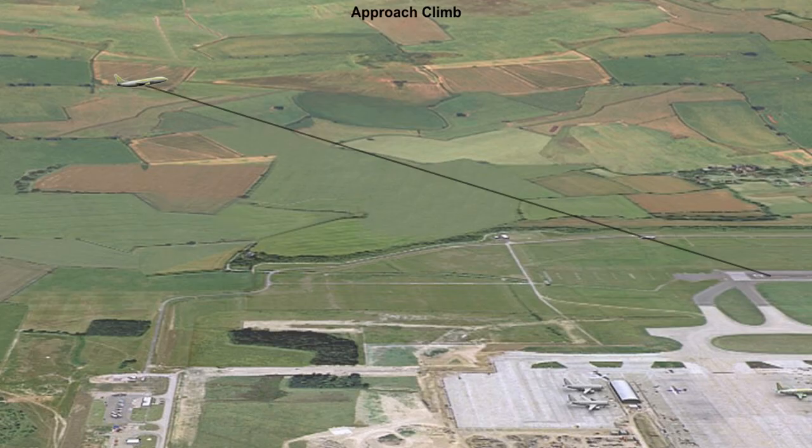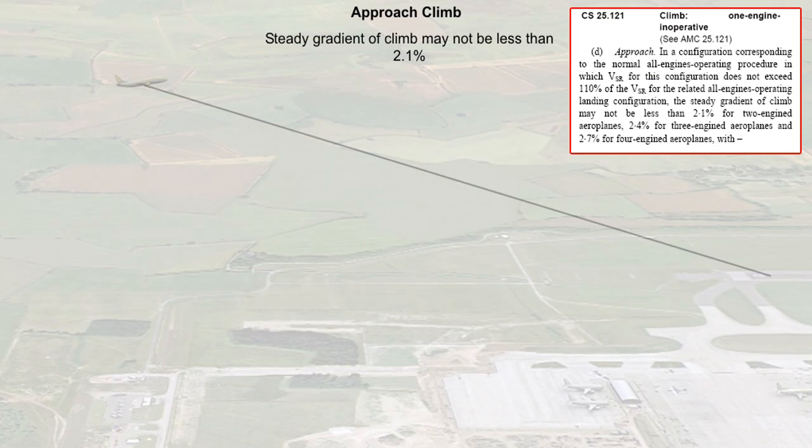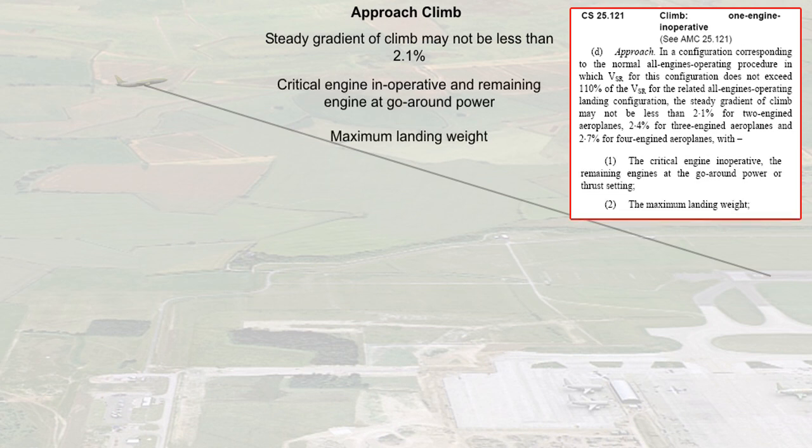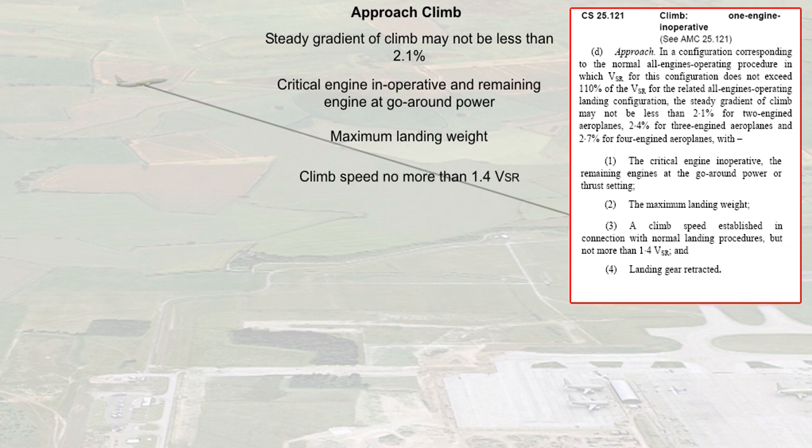The second part of the climb requirement is based on one engine being inoperative and is sometimes called the approach climb. This requirement is intended to guarantee adequate performance in the go-around configuration after an approach with an inoperative engine. The regulations state that the steady gradient of climb may not be less than 2.1%, with the critical engine inoperative and the remaining engine at go-around power. The mass is assumed to be maximum landing mass, and the speed used in the climb cannot be more than 1.4 VSR. Lastly, the landing gear is assumed to be retracted.